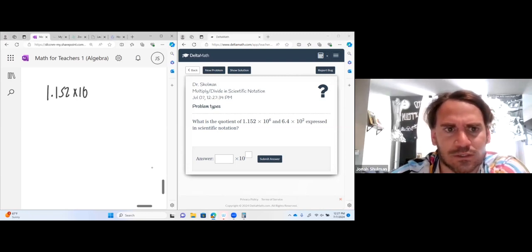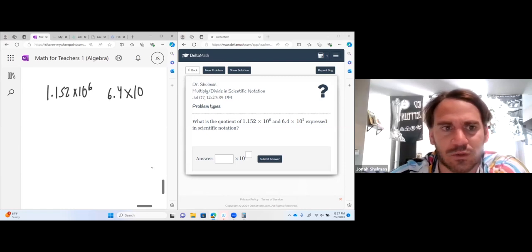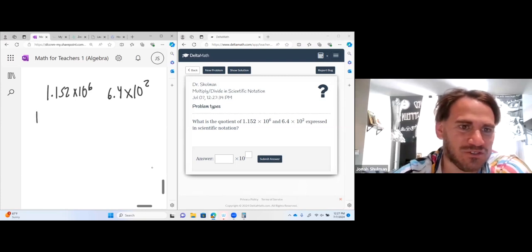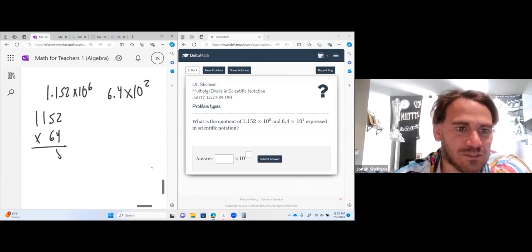Times 10 to the 6th. 6.4 times 10 squared. This looks so weird. Okay, this one looks challenging. So it's 1152 times 64. 4 times 2 is 8. 4 times 5 is 20. Carry the 2. That's 4 plus 2 is 6. 4 times 1 is 4.